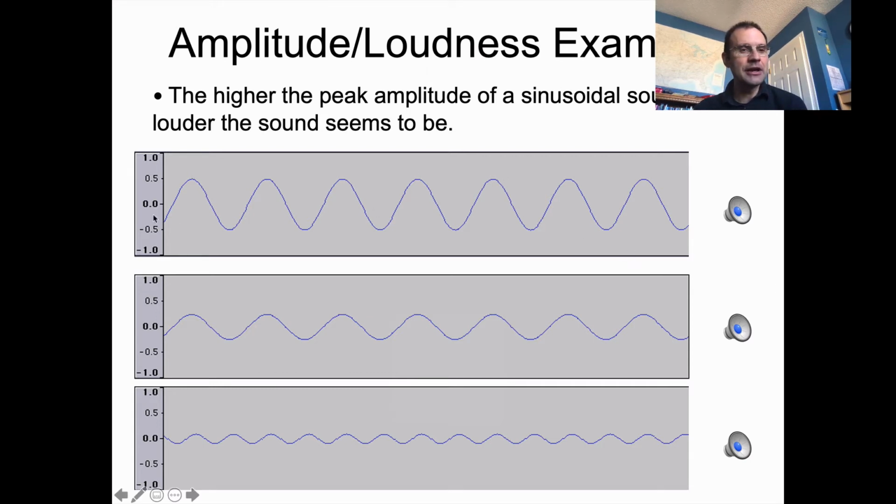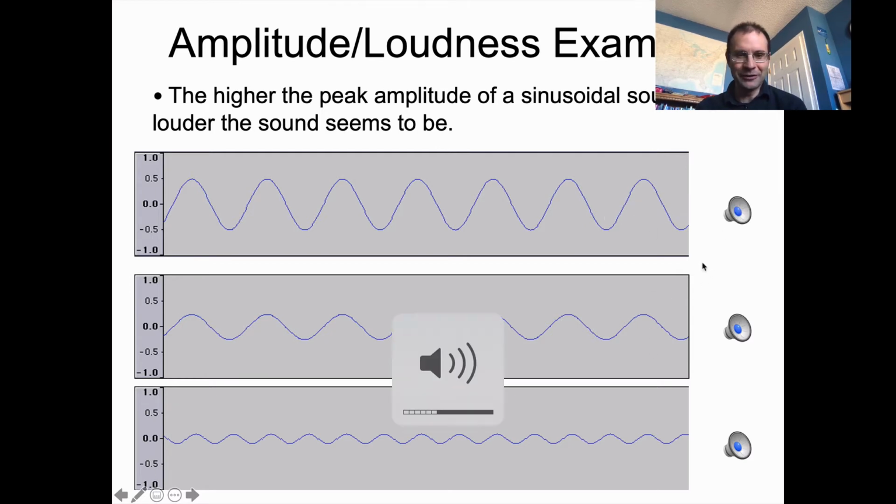But what you should be able to hear, I've got different sine waves here. And again, these two are only differing in terms of their peak amplitude. So they're the same frequency. They both repeat how many times? Seven times in this time frame. This one is a higher frequency sound, but this one has a higher peak amplitude than this guy. So this one should sound louder than number 2.